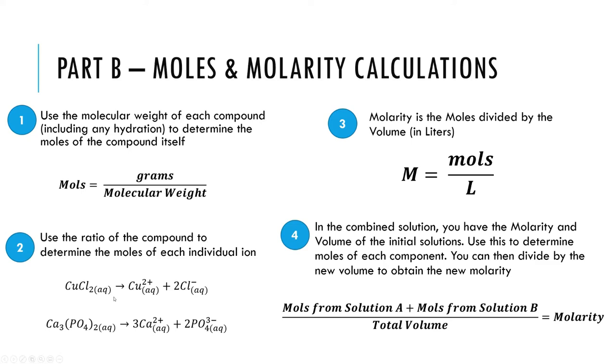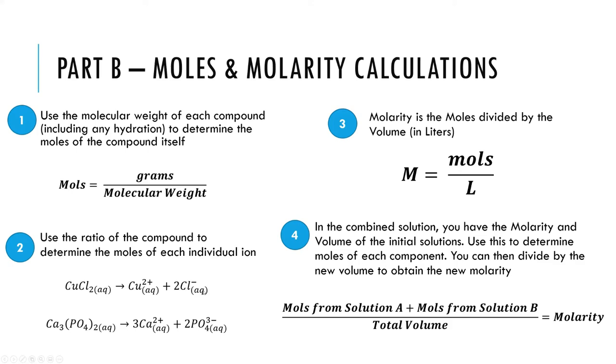Once you have the moles of the component, you can use the molar ratios to look and see how many moles of each different ion there is in those two different solutions. So in the case of something like copper chloride, this has one copper 2+ ion and two chloride ions contained in it. So if you have 1 mole of copper chloride, when it's dissolved, you have 1 mole of copper 2+ and 2 moles of Cl- ions in that solution.